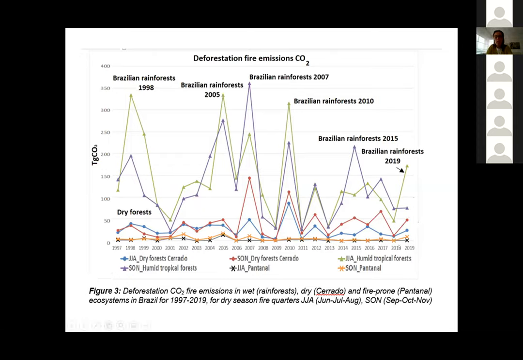And on the lower part, you have the Pantanal. The Pantanal has been in the news this year because 33% of this very valuable endemic ecosystem has been severely burned. Part of it was due to climate conditions, part of it was also promoted fires to expand livestock and agro-commodities.